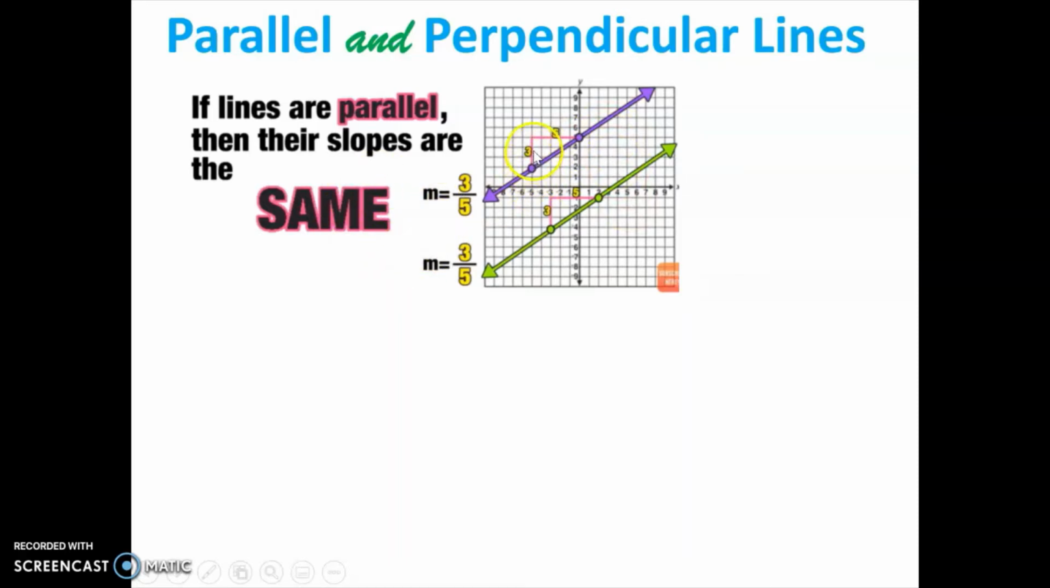This line here, rise 3, run 5. It has a slope of 3 over 5. This line, the same, rise 3, run 5. Slope of 3 over 5. Those equal slopes confirm that these lines will travel in exactly the same direction forever. Therefore, they will never intersect. Parallel lines have the same slope.